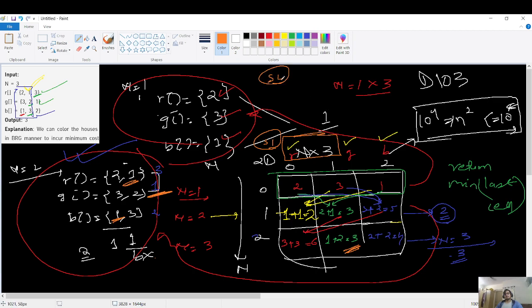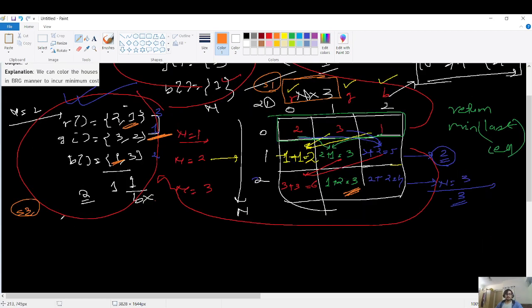Step 2 will be to fill the first row of the DP with the exact values of the RGB first column, right? This will be the second step. Step 3 will be, while I was comparing, write some code for that comparison.